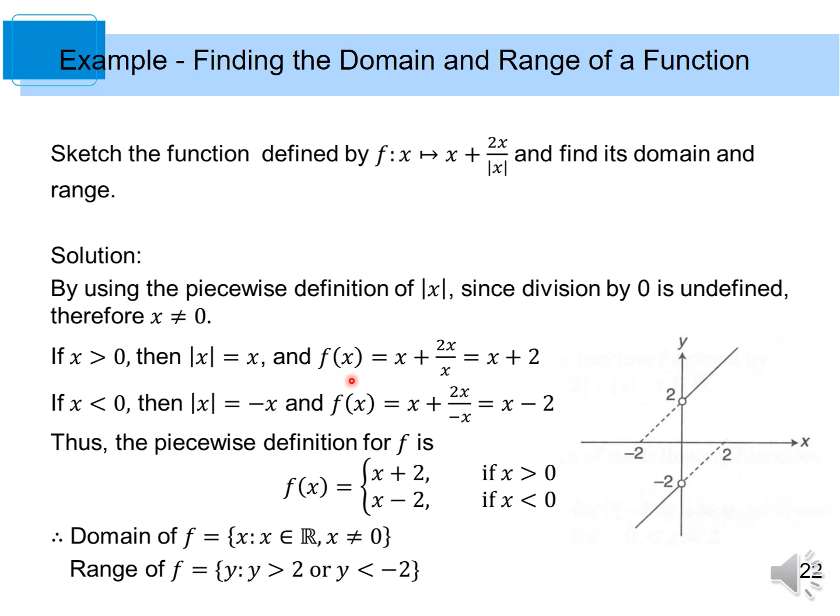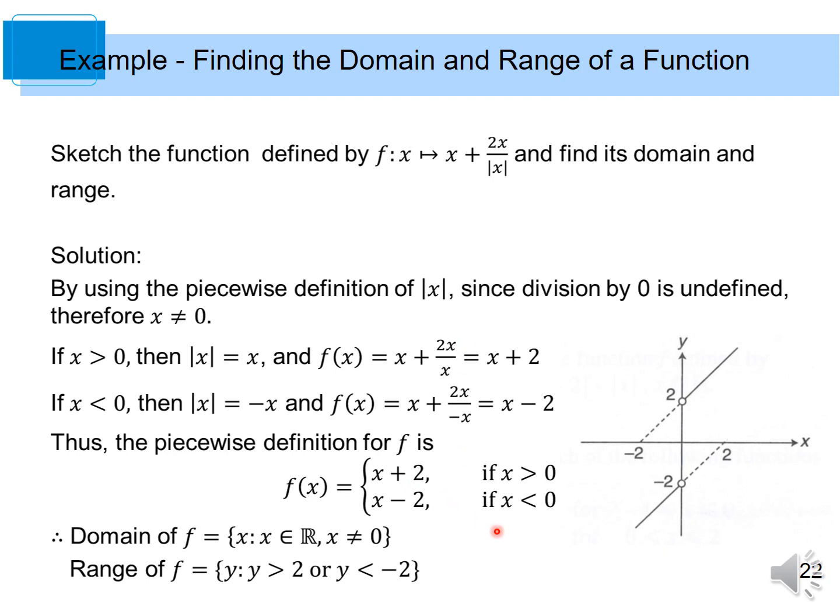So our f(x) = x + 2x/x, because here |x| = x. Then we simplify, we have x + 2. And for the negative side, x < 0, we have the absolute value of x equal to −x. And we substitute into the given function and simplify, we have x − 2. So we obtain a piecewise function, and also the domain for each equation.